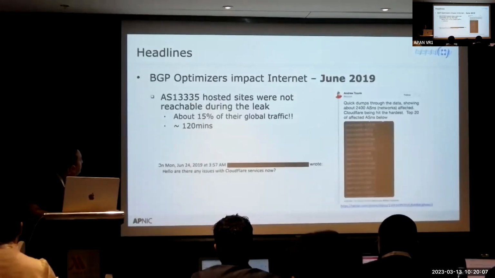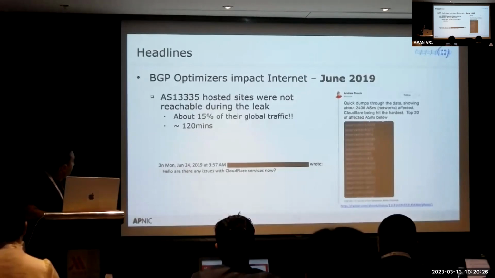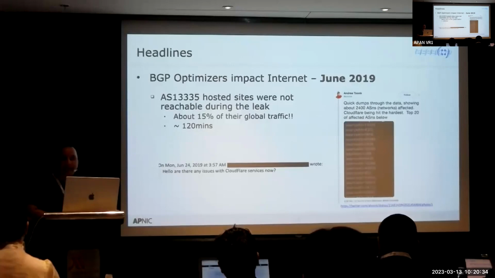Right, so again, BGP optimizers, as I said, they basically take a set of less specific prefixes and break them down into more specific prefixes, and also insert that AS number in the path, right? So basically that would be a completely different path than what we had expected. And yeah, again, Cloudflare was affected, and around 15% of the traffic was not available for around 2 hours. For a company like Cloudflare, 2 hours of service unavailability is a long time and a lot of loss in their business, right?